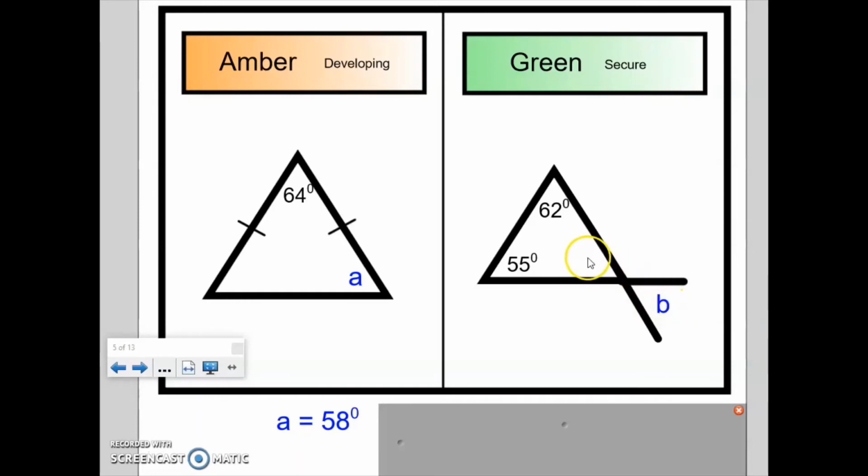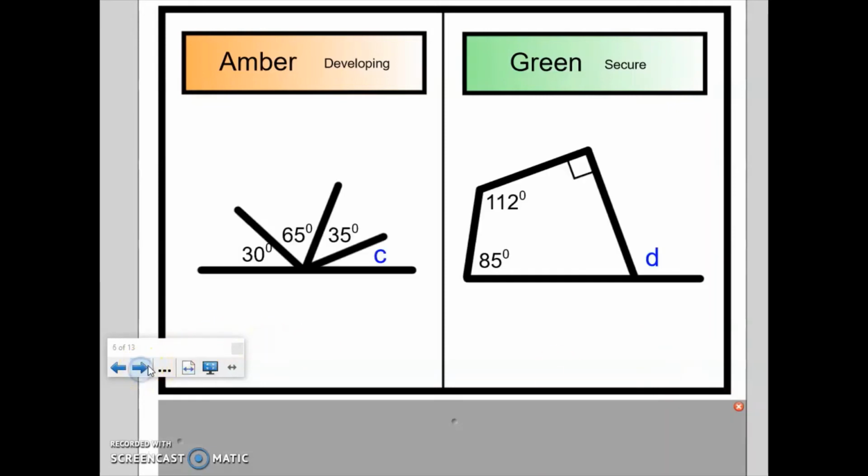So if this angle here was 63 degrees, then we know this angle here would also have to be 63 degrees. Okay, let's have a look at 2 more questions.